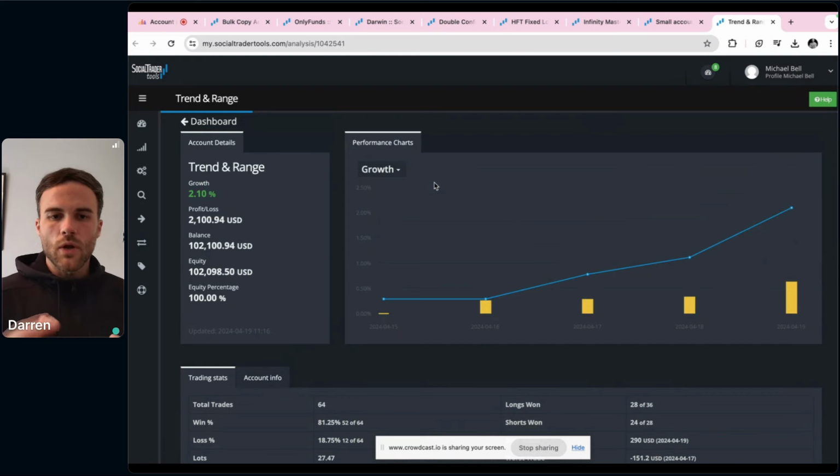So that's a little run through of my accounts, and I'll keep you updated on those, as they collect data in the live market over the next 3, 4, 5, 6 weeks, however long I decide to run these for. I'll keep sharing the progress on them.